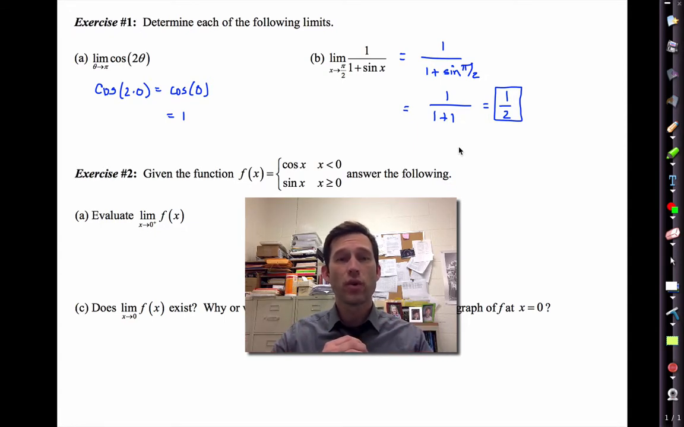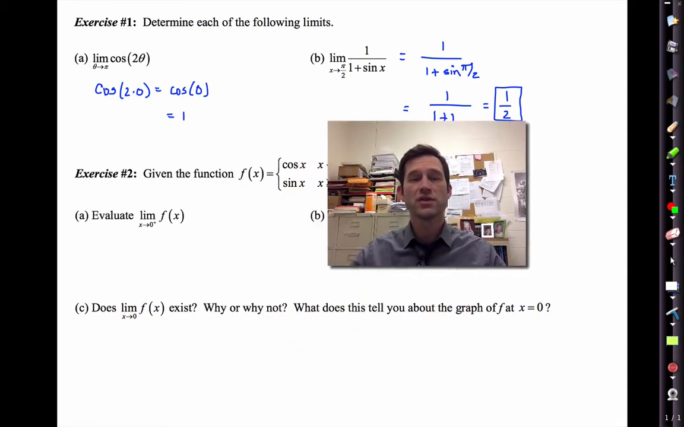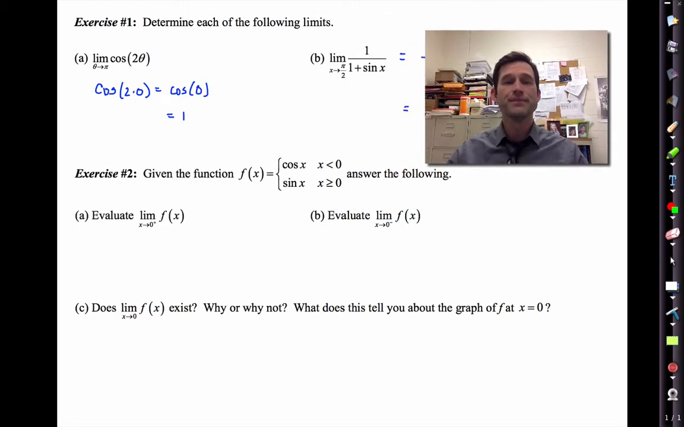Generally speaking, when you're thinking about what value the function is headed towards as the input heads towards a particular value, ask yourself, is the function continuous there? Can I just evaluate it by substitution? Now, of course, where continuity often becomes a problem is when we deal with piecewise functions. So let's take a look at exercise number 2.